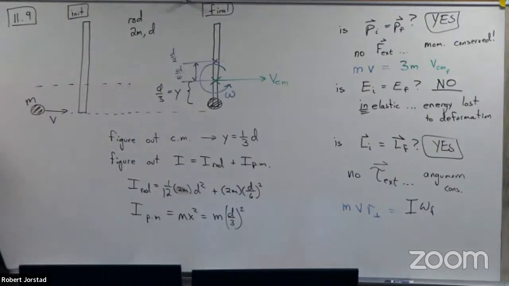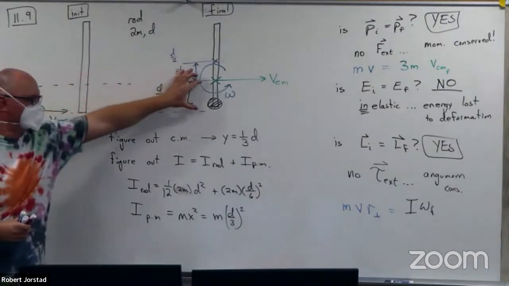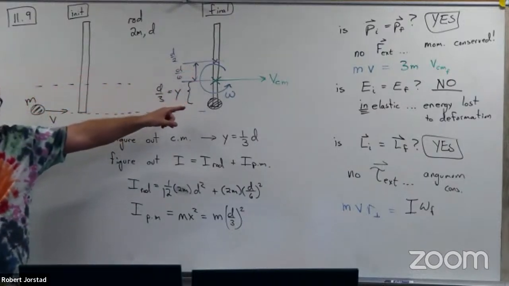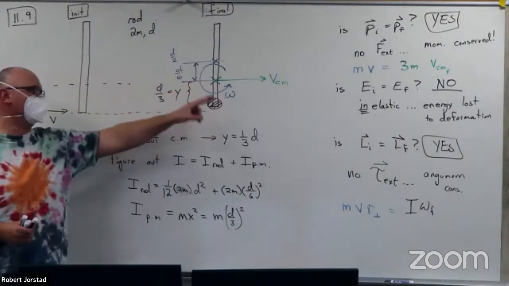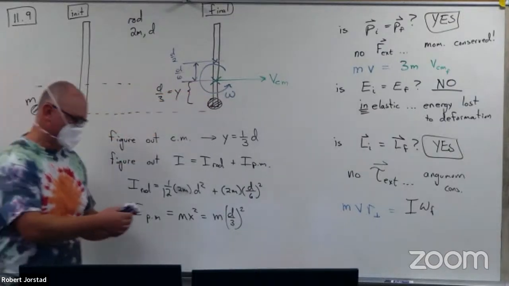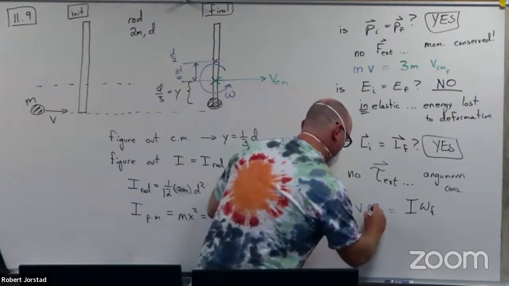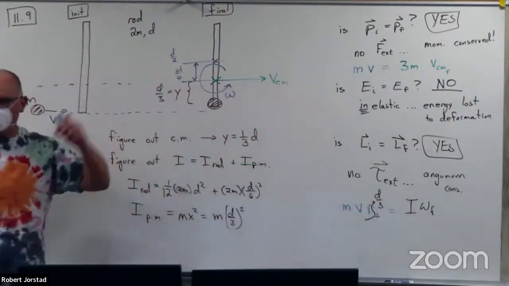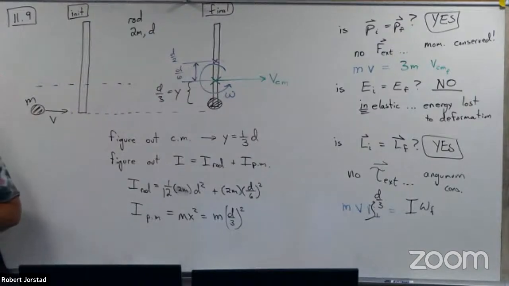What is the impact parameter? D over 3 in this problem. It's the distance from the pivot point. Well, the pivot point is the center of mass. I know it's time to go, but just hang in there. And I is this junk. We got it. Do you agree this is a trivial problem?